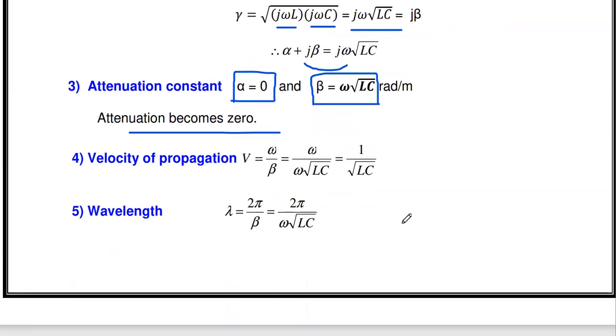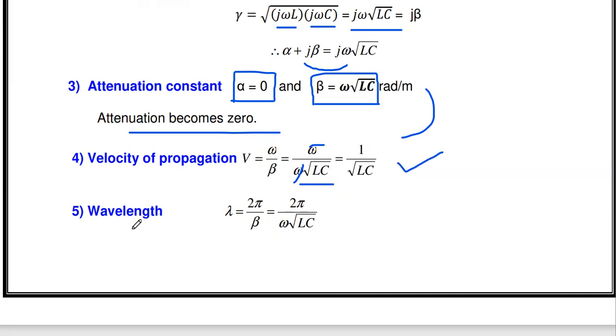Okay, then the next thing, we are going to derive the velocity of propagation. The general formula for velocity of propagation is V equal to omega by beta. So substitute the beta value here. What is beta? We already derived here, beta equal to omega into root LC. If you substitute the beta value, this omega is cancelled, so we will get 1 by root LC. So this is the velocity of propagation.